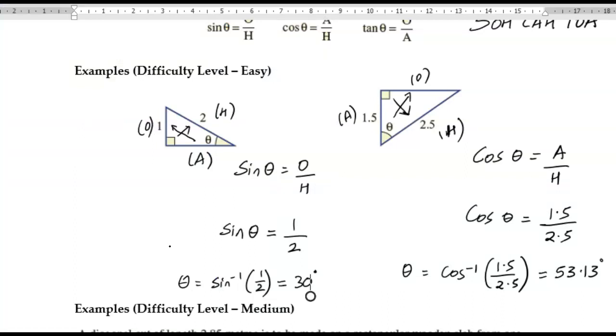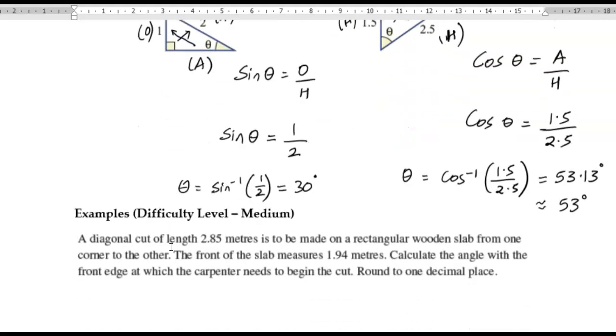Now, sometimes the question might say, write your answer correct to the nearest degree, which would be 53 degrees in that case. All right, so those are two straightforward questions. We label the sides, we pick the ratio, we substitute, and then we solve for the missing angle. Right, now here's another example.